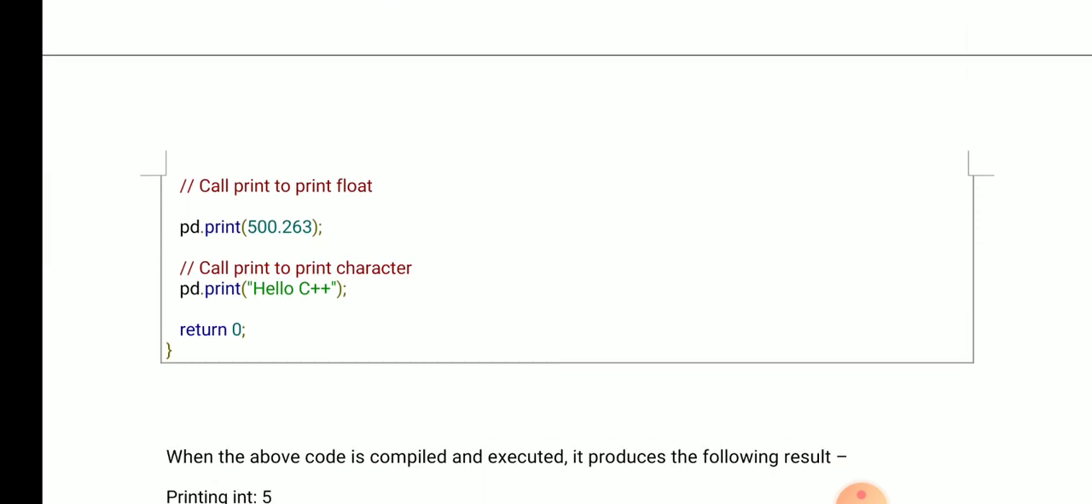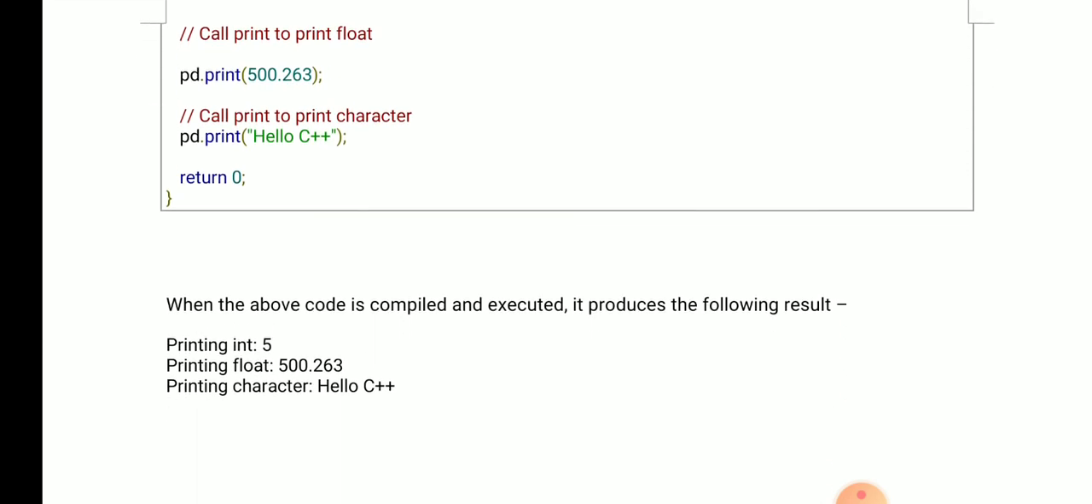So whenever you execute this program, you can see for integer it prints 5, for float it prints this floating point value, and for character it prints this value.